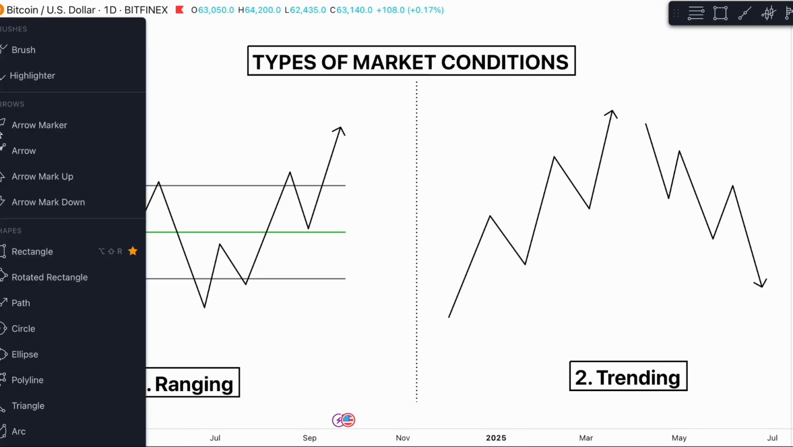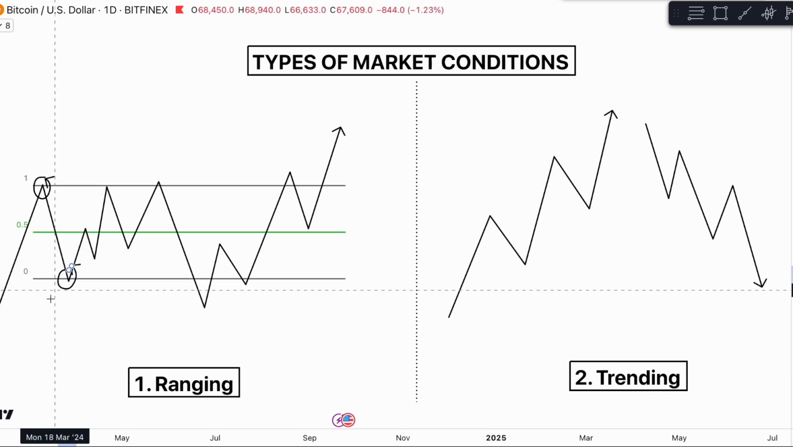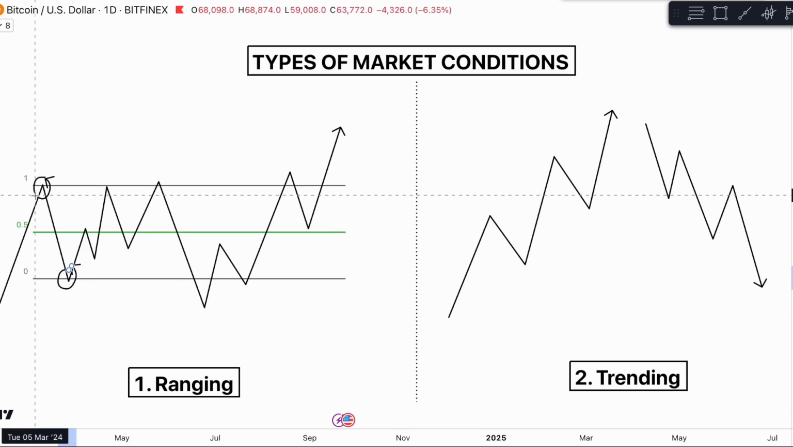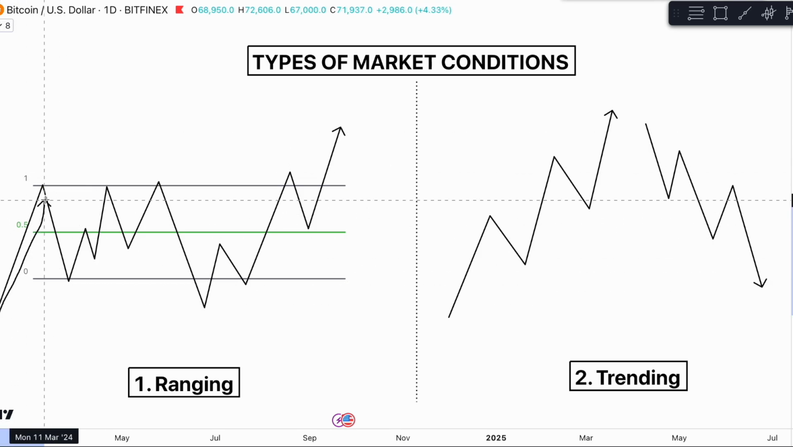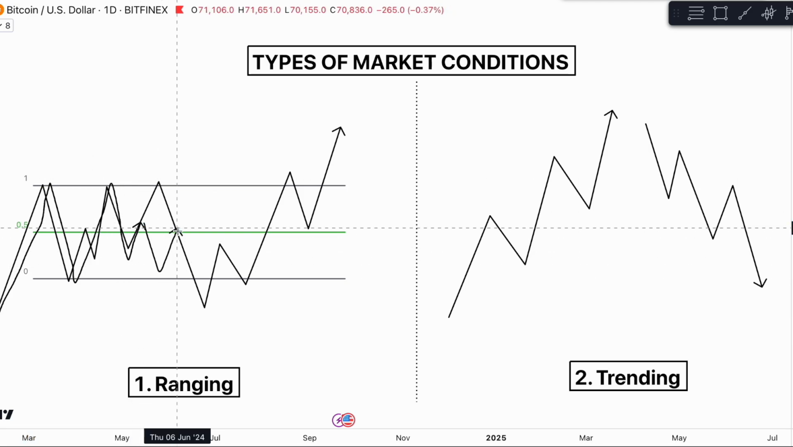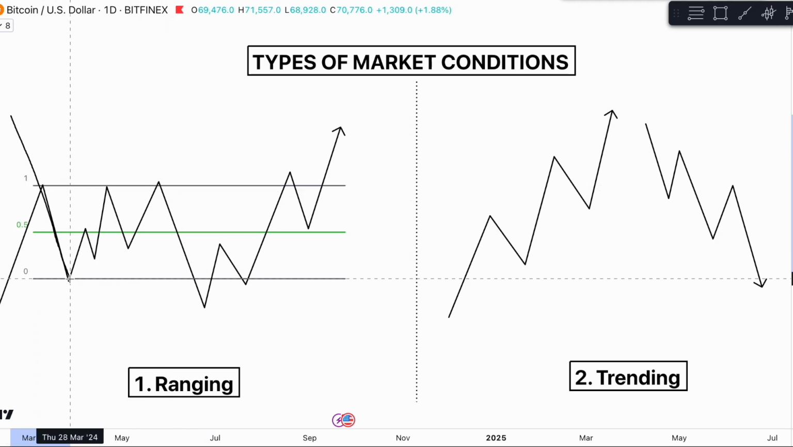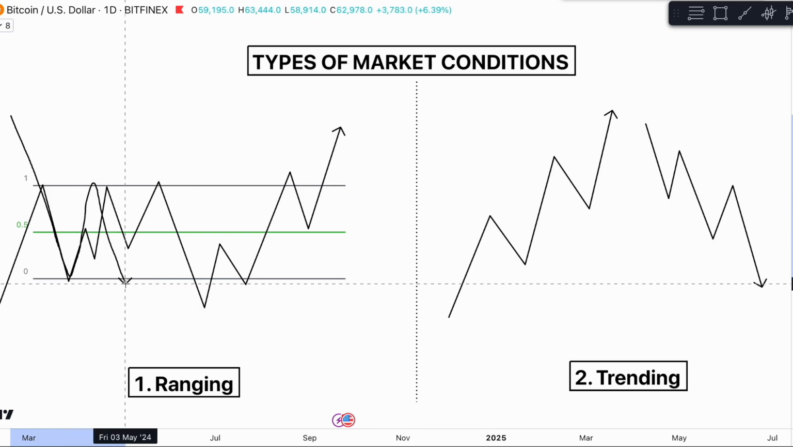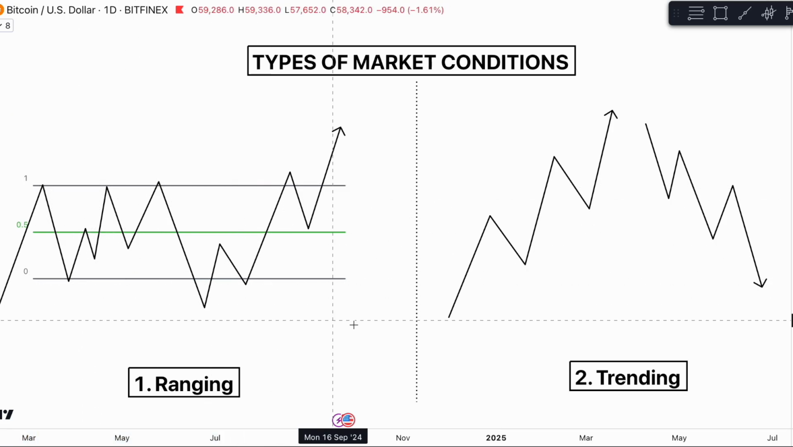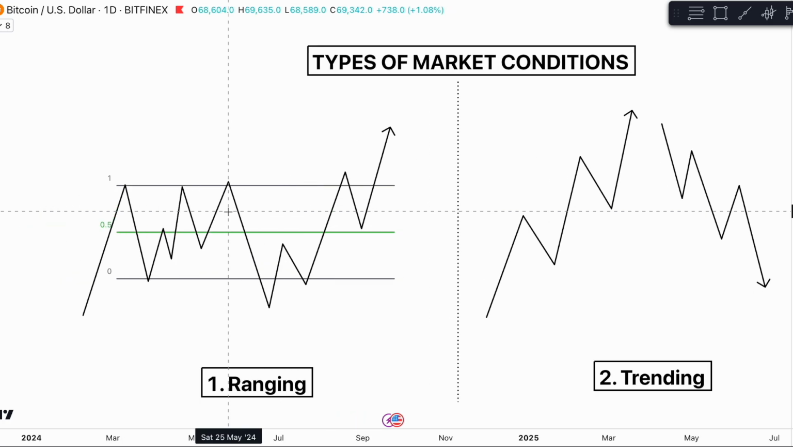So for ranging market conditions, you usually have your range high, you have your range low. Now, price can approach this from higher or lower, does not really matter. So in this case, price is coming from the low towards the high, testing range lows, and then chopping somewhere in between. The same thing could be true if price approached the range from higher up, and then we formed a similar pattern.